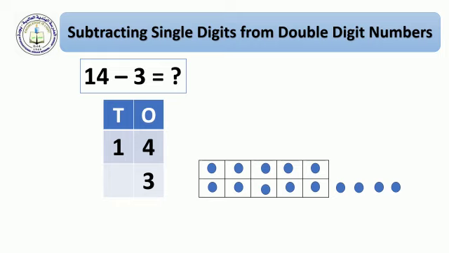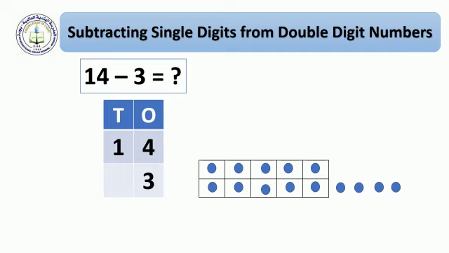Now, children, let's learn to subtract single-digit numbers from double-digit numbers. Children, what is a single-digit number? Yes, the numbers from 0 to 9 are single digits. And numbers from 10 to 99 are double-digit numbers. It is very important to write the numbers in the correct place to get the correct answer. Always remember to write the bigger number first when you subtract.